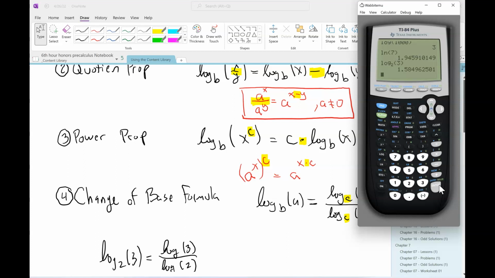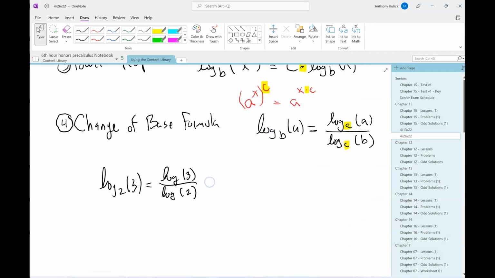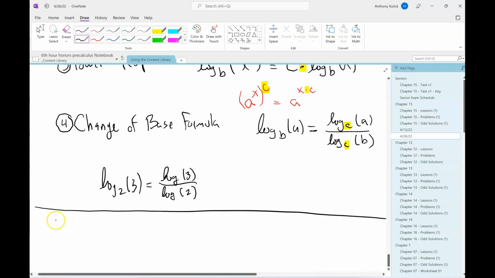Anyways, that's enough about Mr. Kulik's life. Let's, for grins here, prove one of these theorems. Let's do the product property.